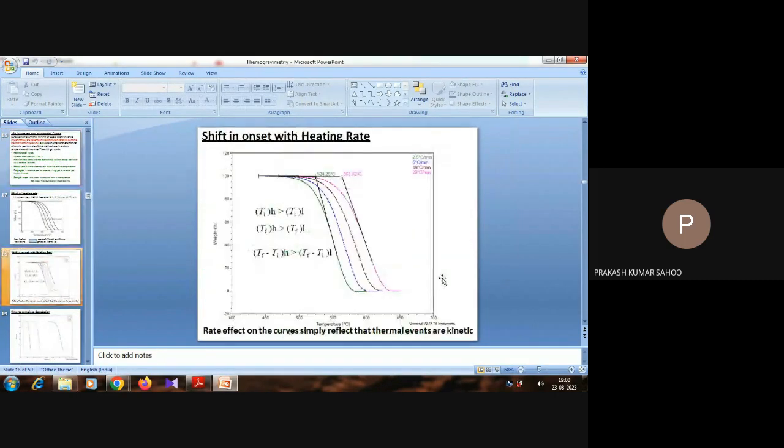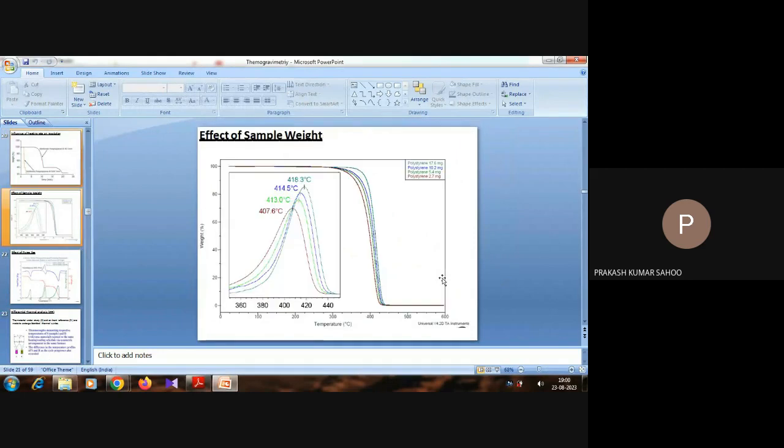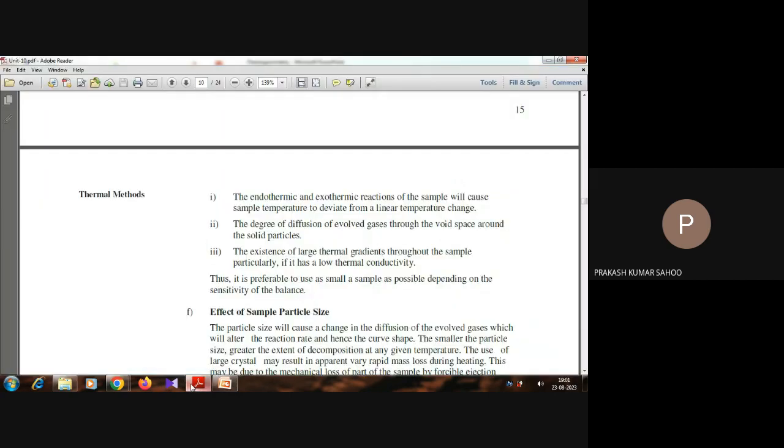This is the effect of sample mass. When the sample mass or weight of the sample increases, the decomposition temperature also increases. This is for the polystyrene example.